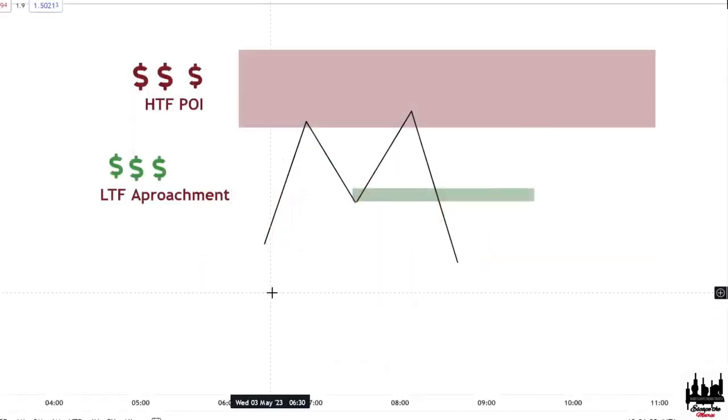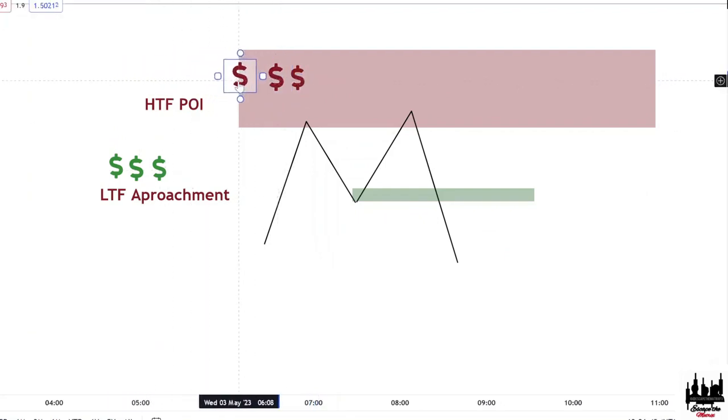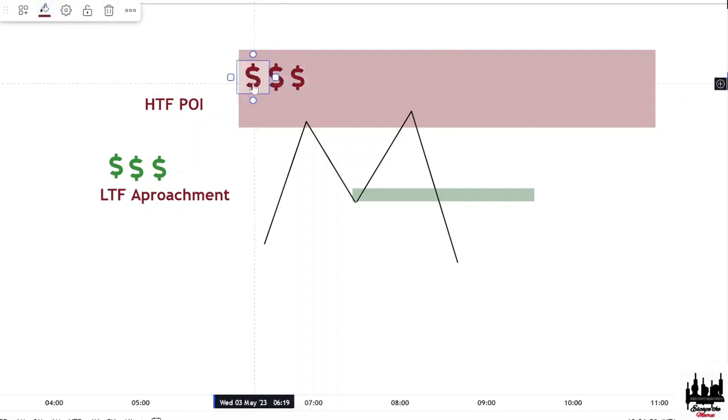So what is the why behind this confirmation? Let's say you have $3 in this sell zone, in our higher time frame point of interest. Let's say this is a sell candle and we have $3. These represent money or whatnot. I just don't want to put a specific number because I noticed when I put specific numbers on it, it confuses people. So let's say there's $3 here.